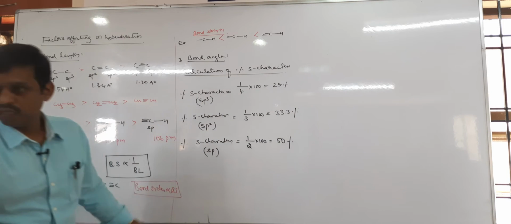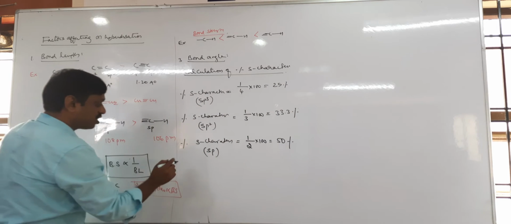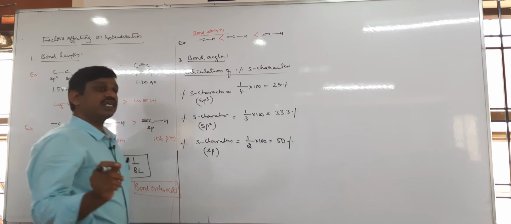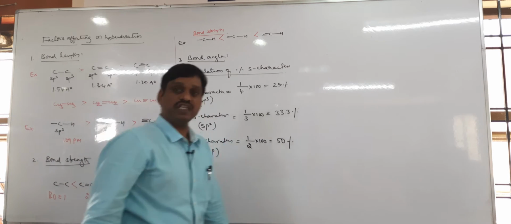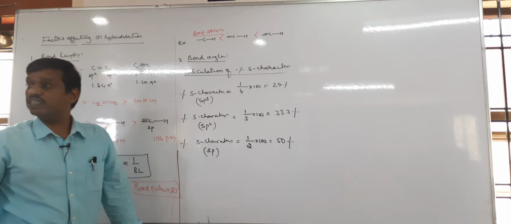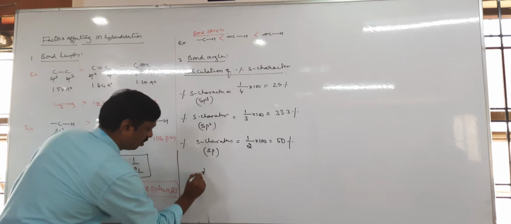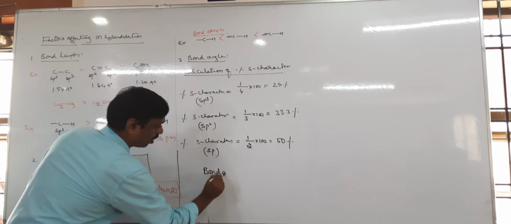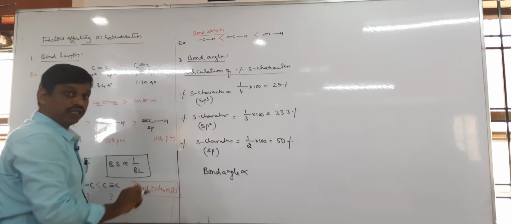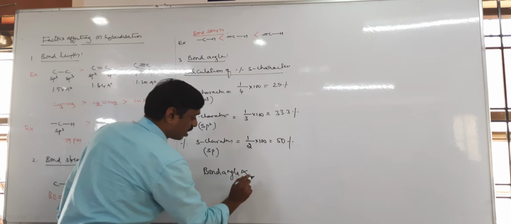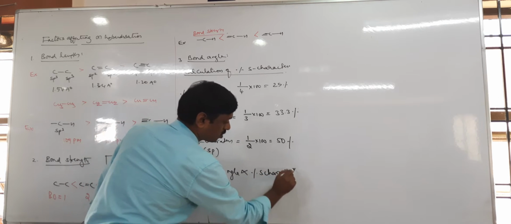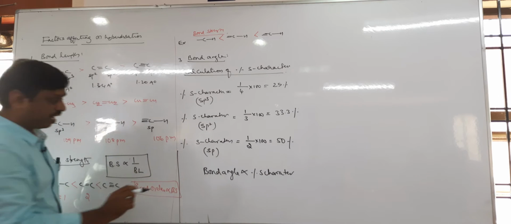Now tell me, what is the relation between percentage of S character and bond angle? See, here bond angle is directly proportional to percentage of S character. It means as the percentage of S character increases, bond angle increases. Therefore, take this relation, bond angle. This is for hydrocarbons only, not any other compounds. Bond angle is directly proportional to percentage of S character.